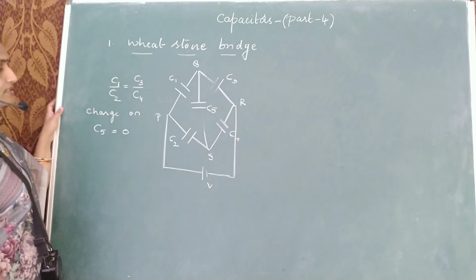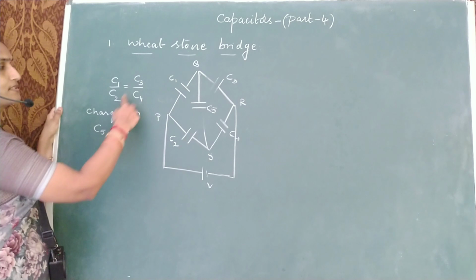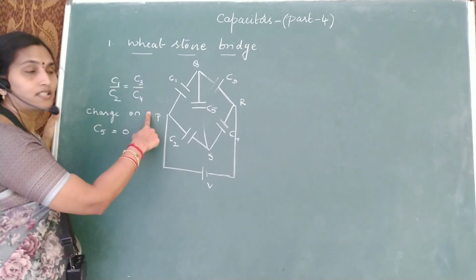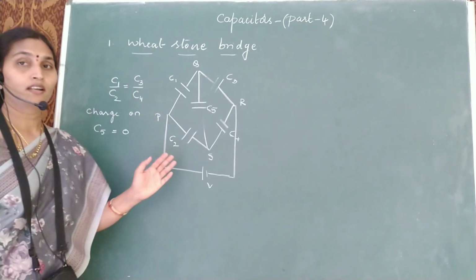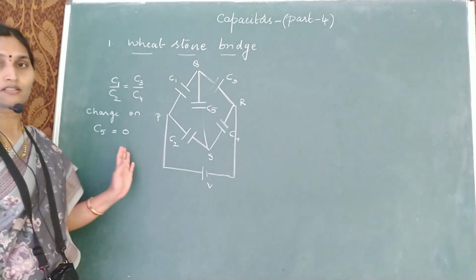Now I'll show you why it is so. If the charge on the central capacitor is 0, I'm going to prove that C1 by C2 is equal to C3 by C4. The proof is just for understanding. It's not a part of any subjective syllabus, but just to know why this condition is true.